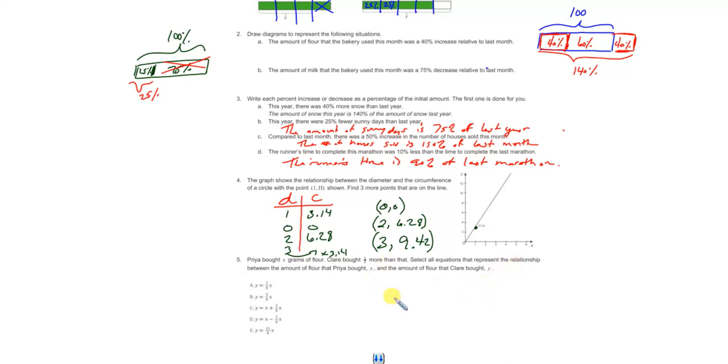So let's draw what's going on here. Priya bought x, so let's call it x here. This is the amount that Priya bought. And Claire bought 3/8 more. So we need to break this into 8ths because that's what we're adding. So those are quarters. These are 8ths, right, y'all? So alright, we've broken up Priya's amount of flour into 8ths.